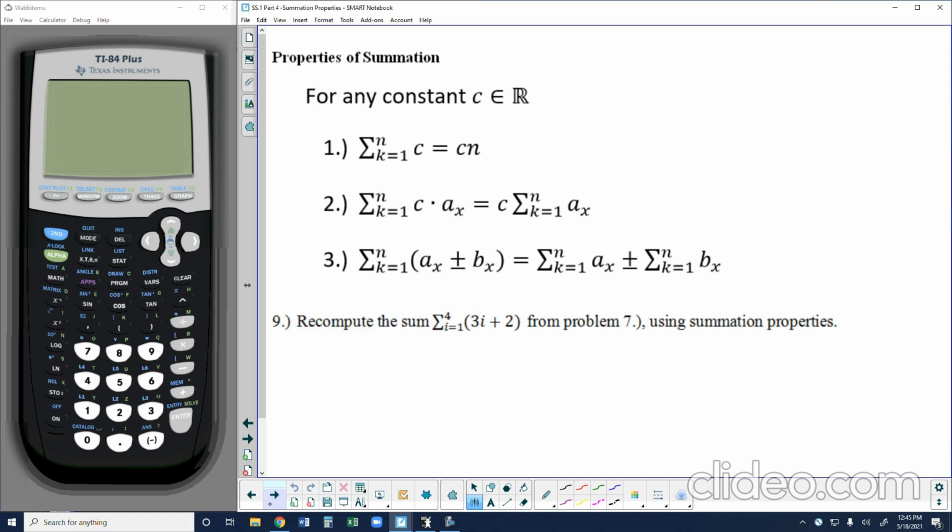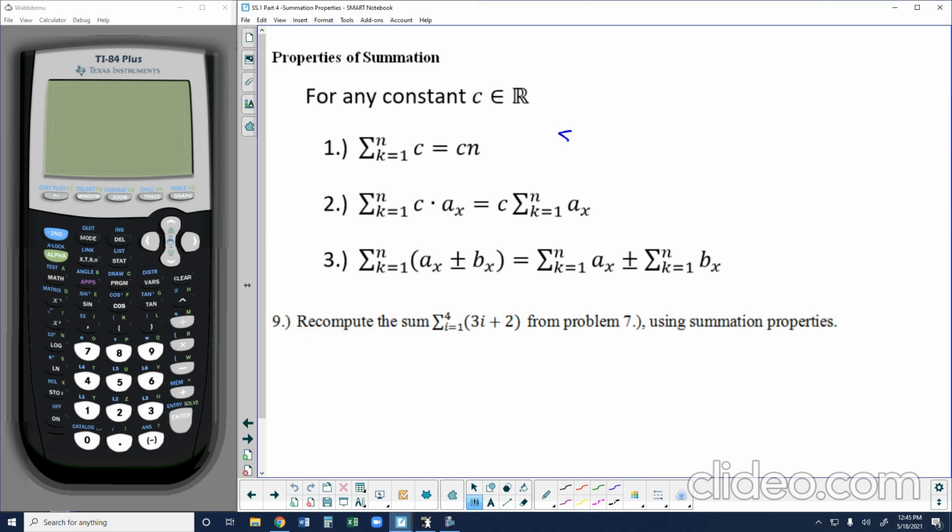So for instance, for any constant c, meaning it's a number that's unchanging, if I have a summation beginning with 1 going to n of c, this can be done as c times n. So let me give you a numeric example for that.